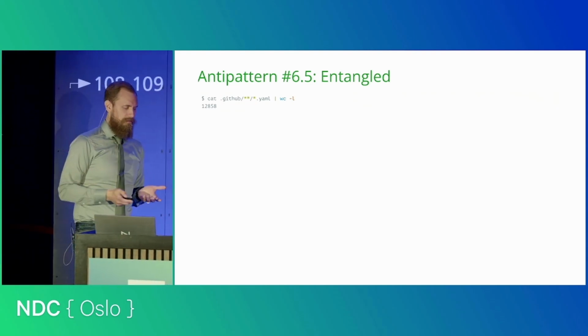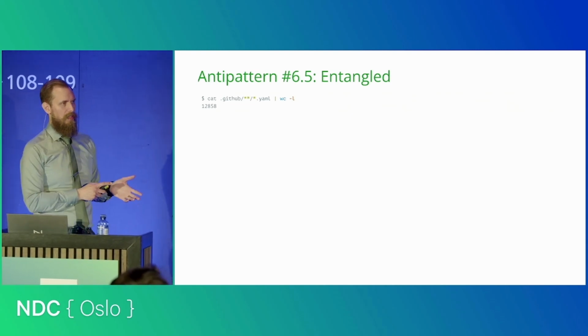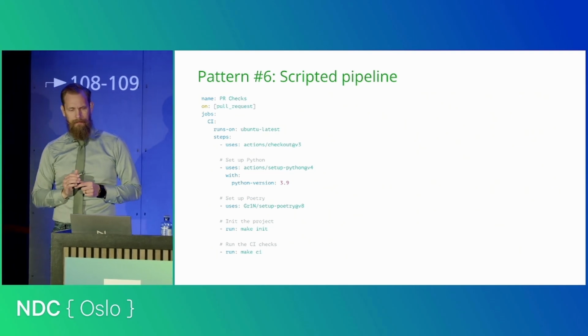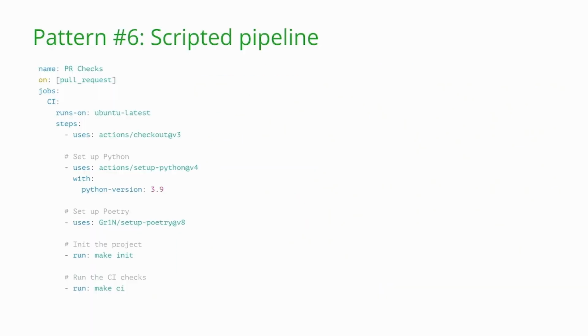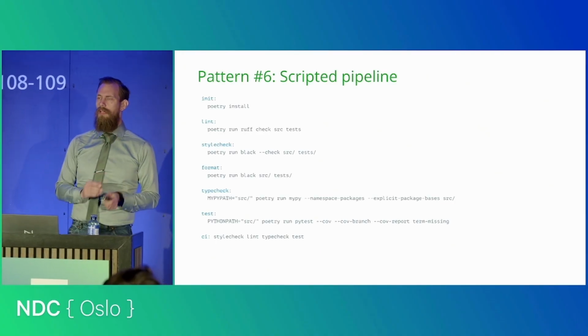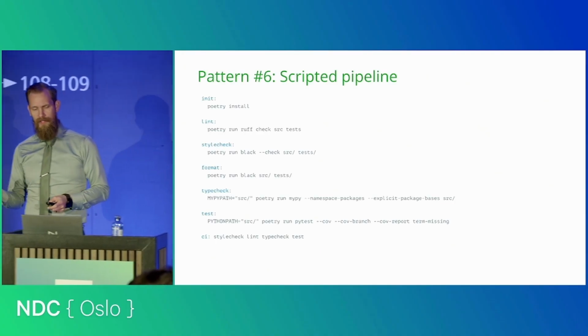So what should you do instead? Well, use your pipeline tool as little as possible and do something else instead. Here's an example from a Python startup template of mine, where this is the entire pipeline. We use the actions for checkout, and then we set up Python, as I showed you before, and then we just run make. So we run make init, and then we run make CI, and the actual pipeline is defined in the Makefile. Now, if you don't know make, it's an ancient tool from the 60s, I think, and it's available everywhere except Windows. But you can install it on Windows as well.